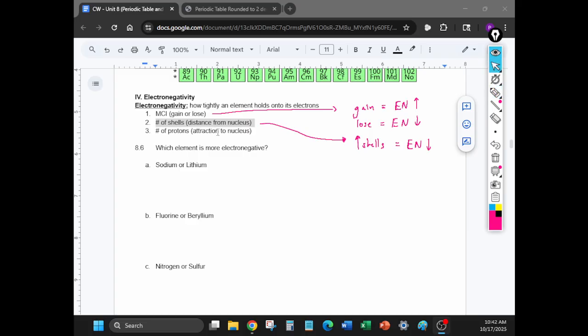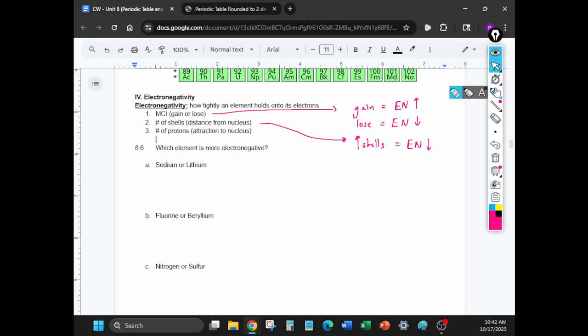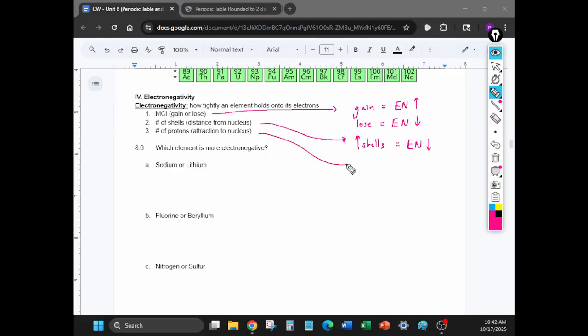All right, and then the last factor is going to be the number of protons that the element has. Because the more protons it has in the nucleus, the more positive it is, right? The more positive it is, basically the stronger positive magnet it is. So it's going to hold on to the electrons a little bit more tightly. So if we bring that up too, if you increase the number of protons, typically the electronegativity will also increase.